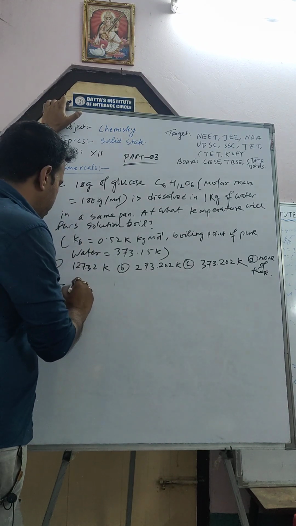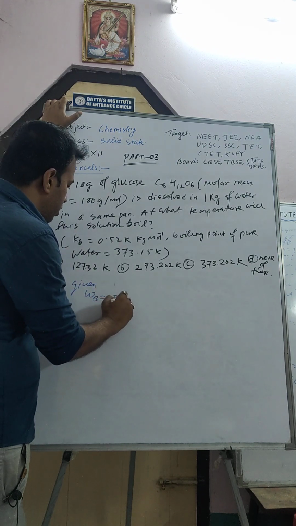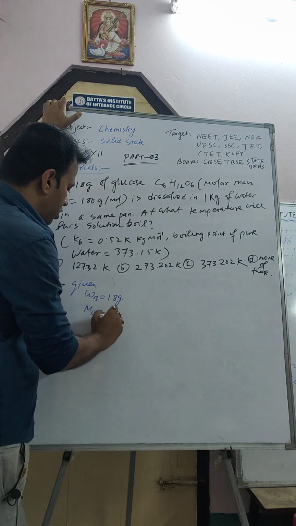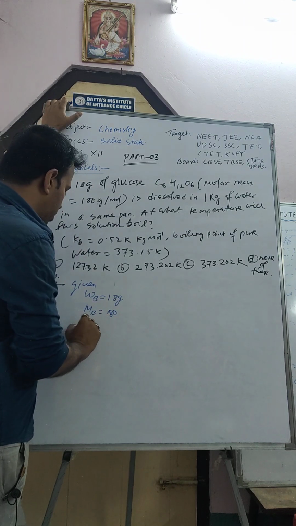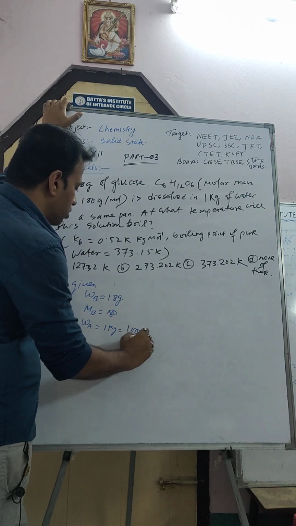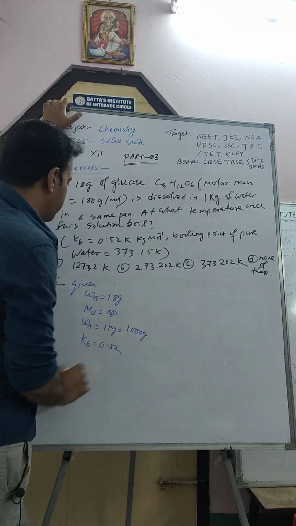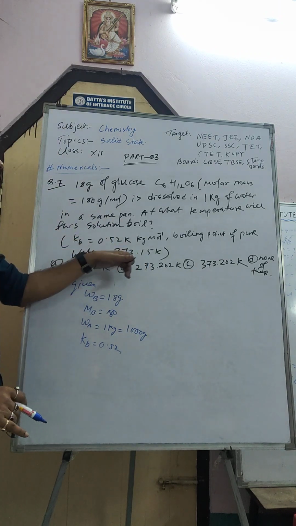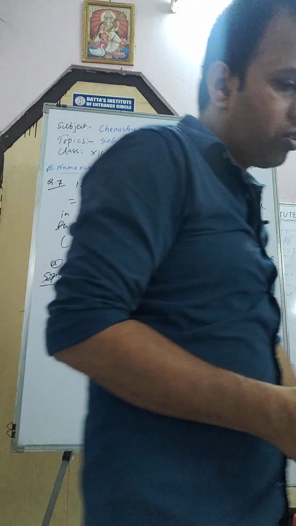So here what is given: WB is 18 gram, MB is 180, the molecular mass of glucose, and water, that is WA, is 1 kg, that is 1000 gram, and KB is 0.52, and the boiling point of water is given here as 373.15. And which option is correct, is it boiled or not, we have to check.